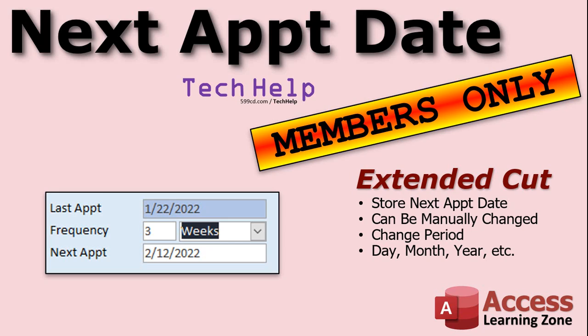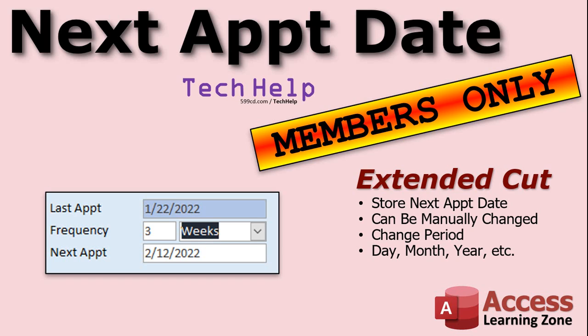If you want to learn more in the extended cut, we're going to do this stuff. We're going to store that next appointment date in the table. This way, if you get a customer who normally you see every 3 weeks, but they're saying, hey, next week we go on vacation, can you make it 4 weeks or come before? You can manually change that next appointment date as needed, but not change their frequency. Right? You still want to know that they're a 3-week customer.